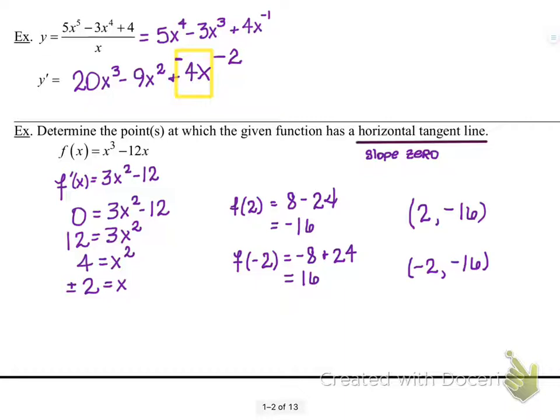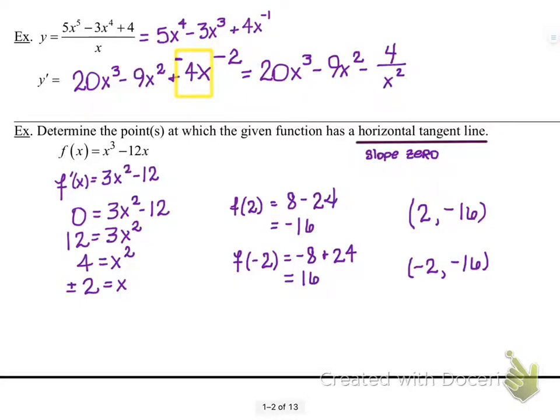So your real answer here is 20x cubed. I was just trying to make sure you were paying attention. Minus 9x squared, minus 4 over x squared.